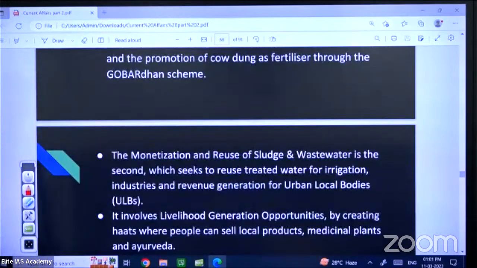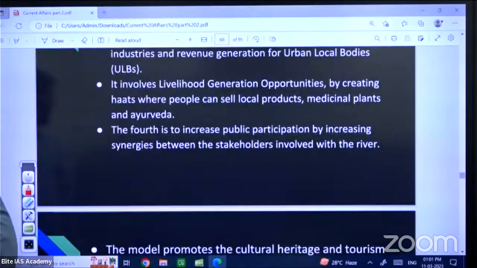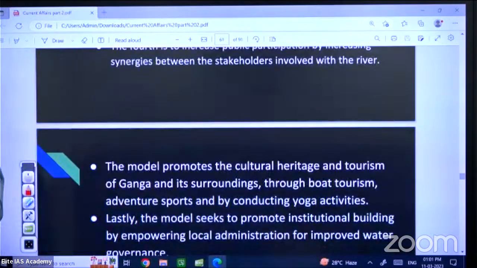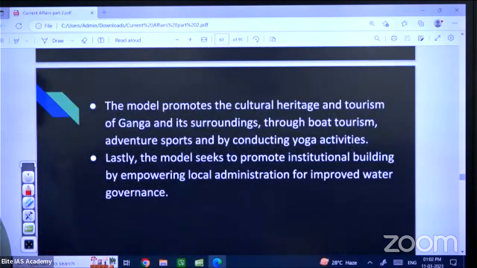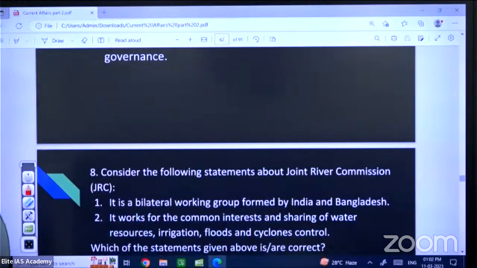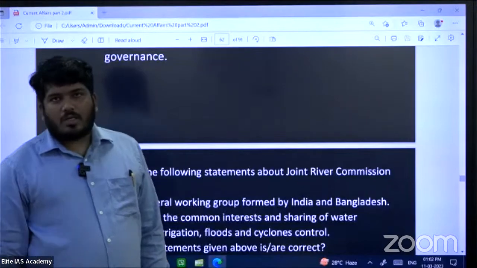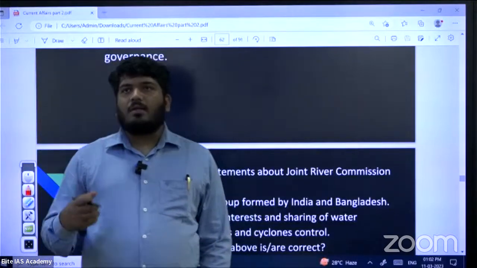The second is monetization and reuse of sludge and wastewater. Third is livelihood generation opportunity, that is fishing and all. The fourth is increased public participation. And the fifth is promoting culture and heritage, that is tourism. And lastly, to promote institutional building by empowering local administration for improved water governance. So these are the 6 verticals of Earth Ganga. Basically, the government wants to explore Ganga for its economic benefit.